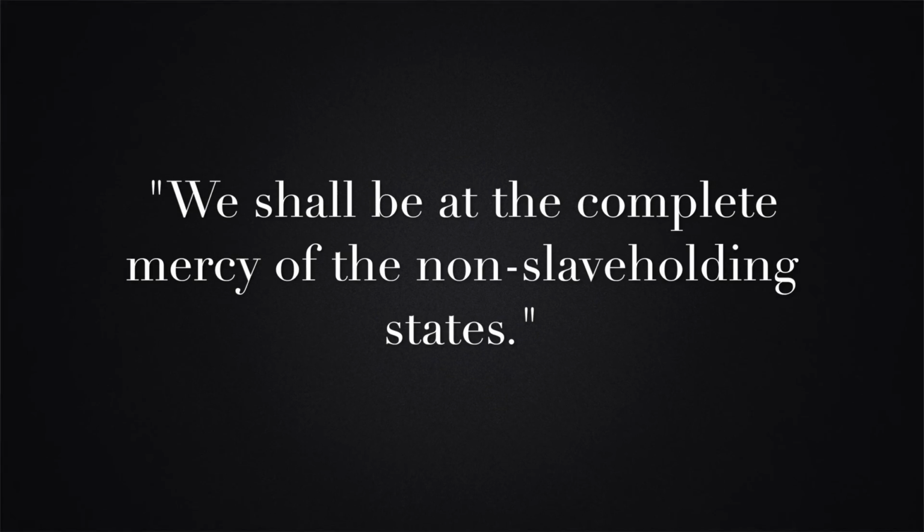Calhoun stated that if the Wilmot Proviso passed in the Senate, "we shall be at the complete mercy of the non-slaveholding states." This statement epitomized the country's sharp transformation from nationalism to sectionalism. With this declaration, Calhoun created an overt we-they division between the interests of the South and those of the non-slaveholding states, solidifying his position as a champion of Southern sectional interests.